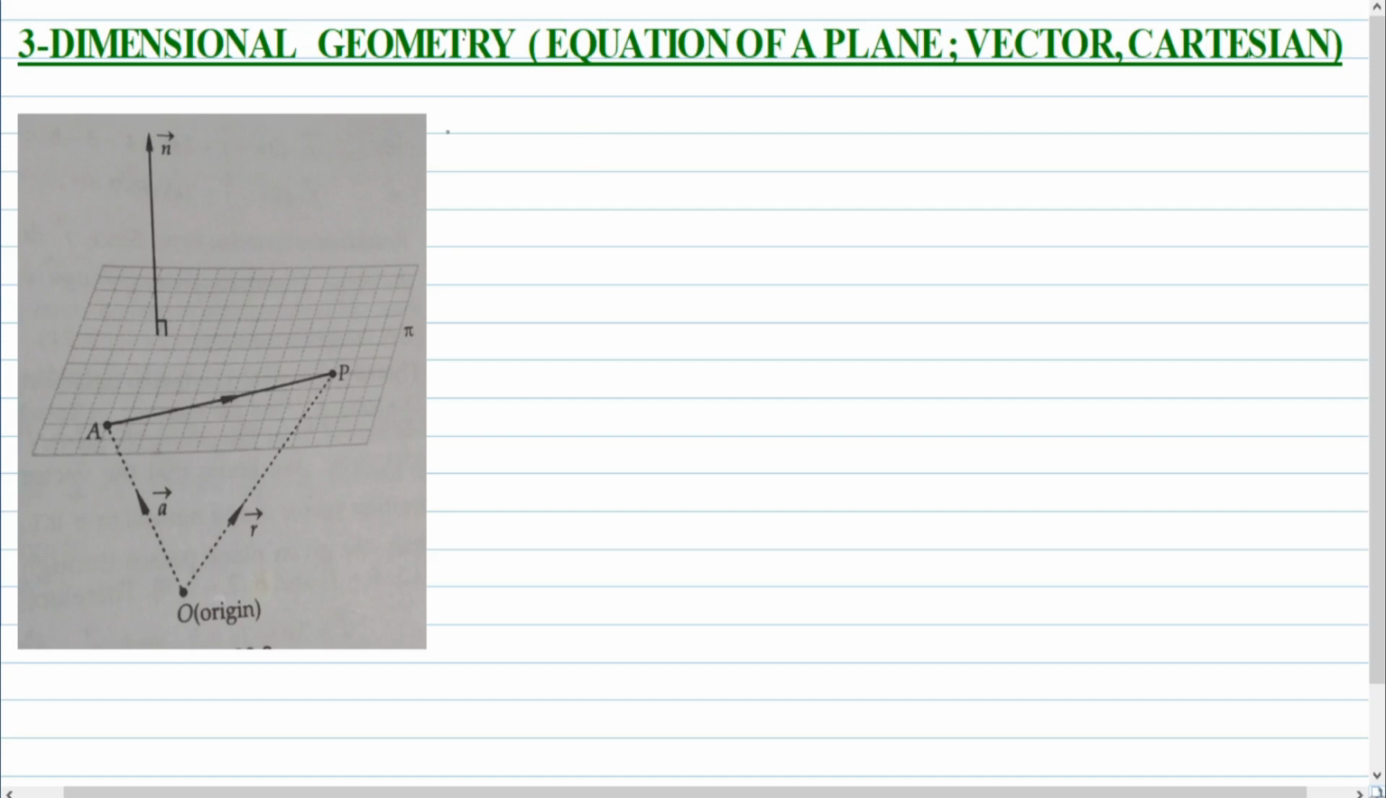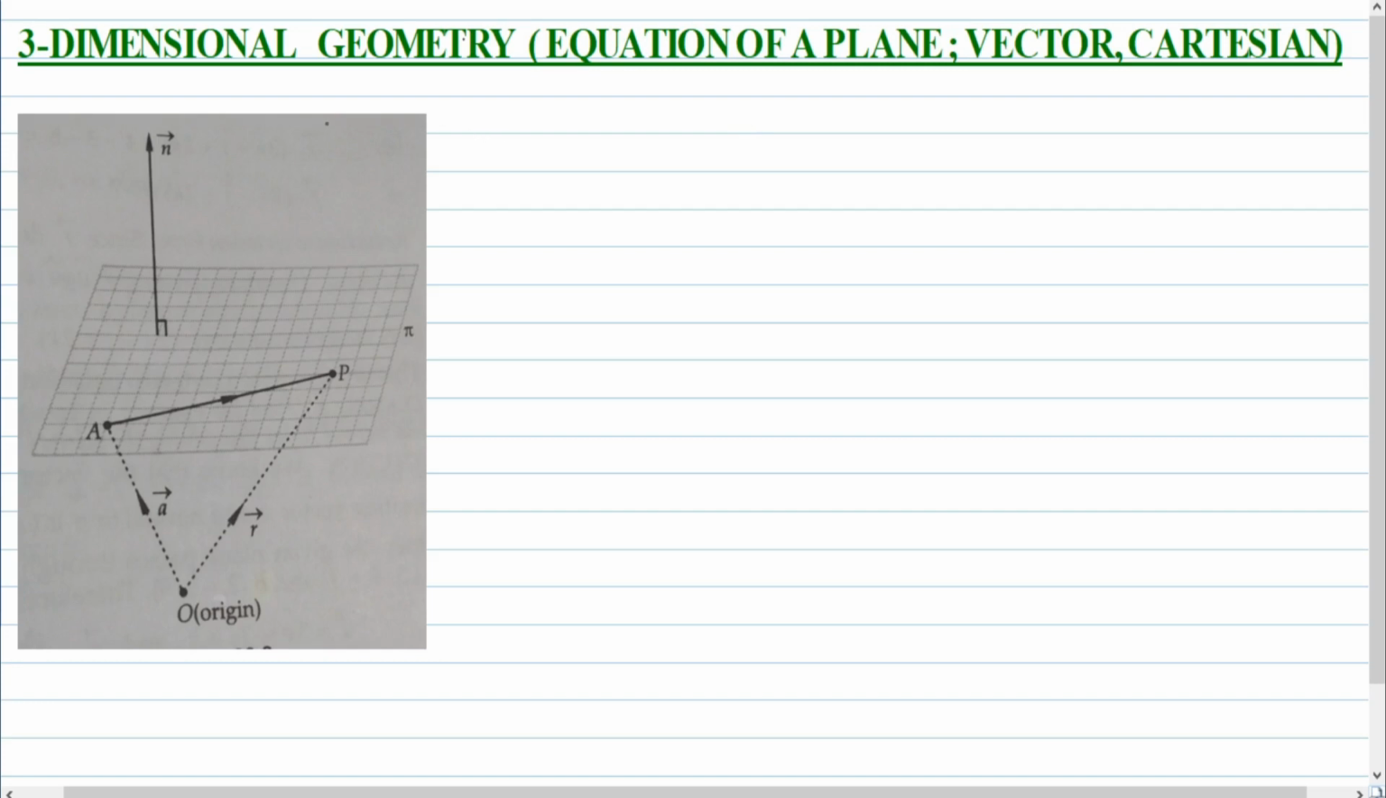In today's session, we will take three-dimensional geometry, that is the equation of the plane. We will take the vector form as well as the Cartesian form of the equation of the plane, because you have the vector form and Cartesian form in your course for +2 second year. That's why we will take the equation of a plane in vector form as well as in Cartesian form. First we will take the vector form, then we will take the Cartesian form.